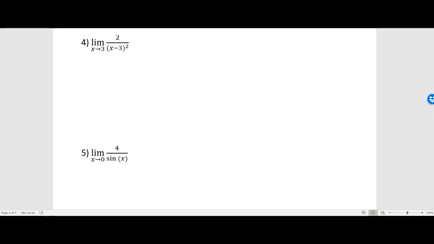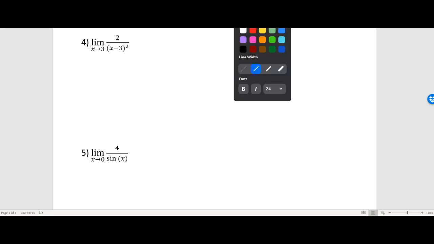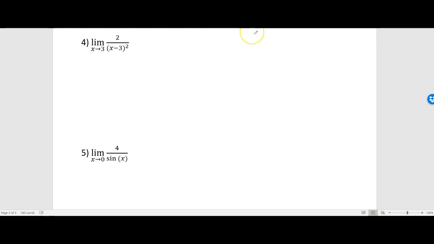All right, so we have the limit as x approaches 3 of 2 divided by the square of x minus 3. So again, we're going to have that vertical asymptote at x equals 3, and we need to check what the function's doing as we approach from either side. So the limit as x approaches 3 from the negative side. And this one should be a bit more clear than number 3.